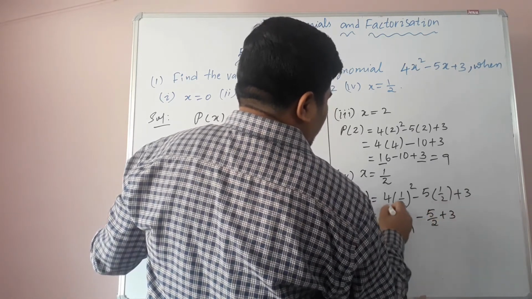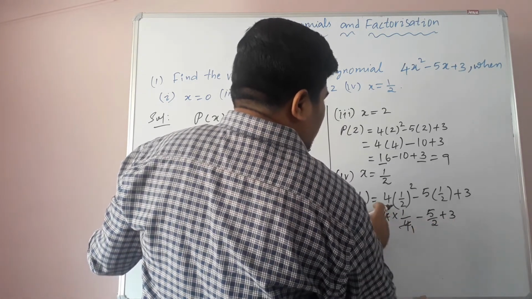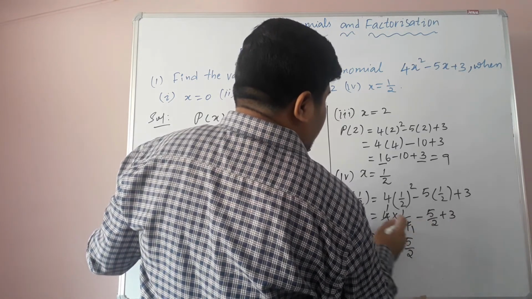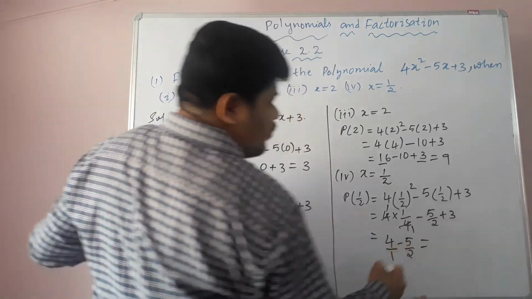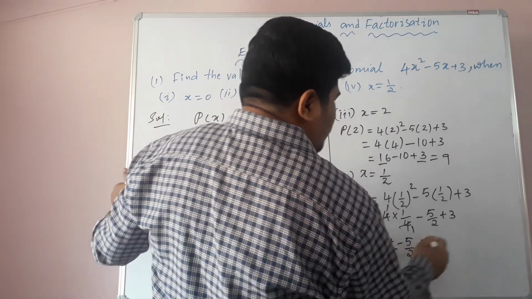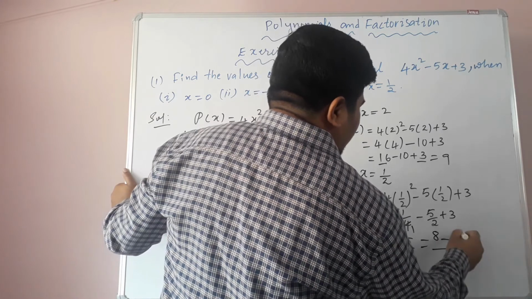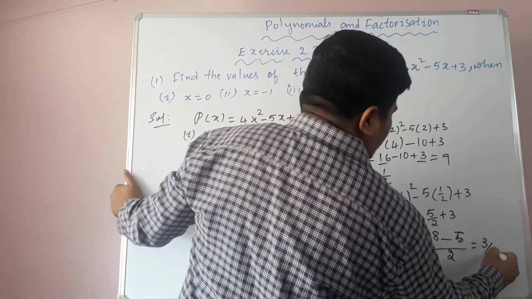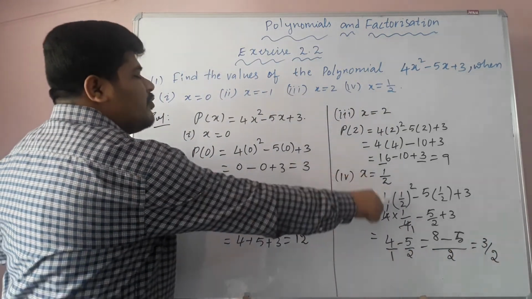So 4 ones are 4. So students, 1 is here, 3 is here, 1 plus 3 is 4, and 4 minus 5 by 2. I added the positive numbers. 1 plus 3 is 4. 4 minus 5 by 2. 4 can be written as 4 by 1, right? Now take the LCM or cross multiplication. 4 into 2 is what? 8 minus 5 into 1 is what? 5. 1 into 2 is 2. So that is equal to 3 by 2. So the value of p of x at x is equal to 1 by 2 is 3 by 2.